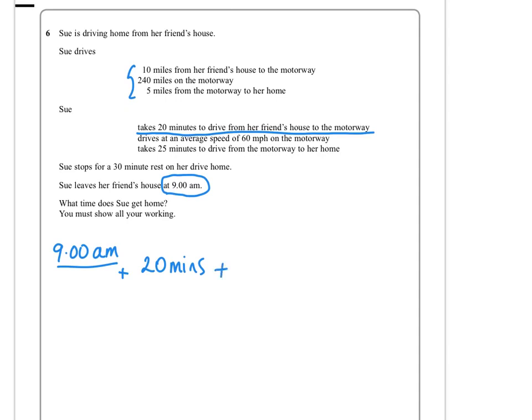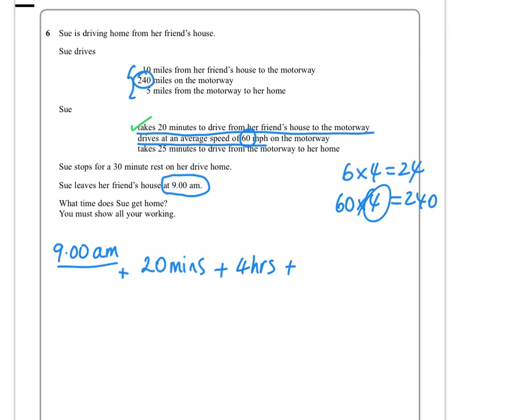Then we can say drives at an average speed of 60 miles per hour on the motorway. Well, if there was 240 miles on the motorway, if you can work out how many 60s go into 240, well, you know that 6 fours is 24. And even on your calculator, you could do 240 divided by 60, and that would give you the answer. But let's just say 6 fours are 24. So we'd have 60 lots of 4 would be 240. So we've got 4 hours here. And if you want to convert it to minutes, it's up to you, but I'm just going to write 4 hours here for now.